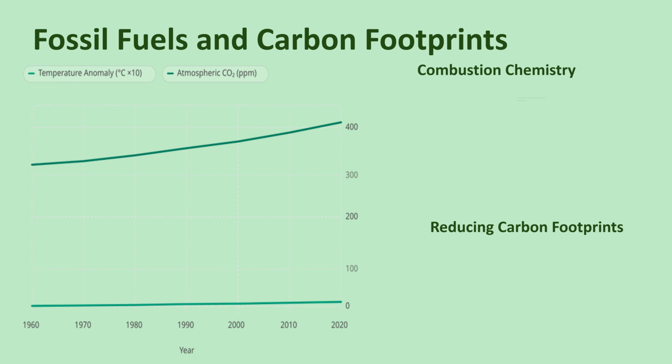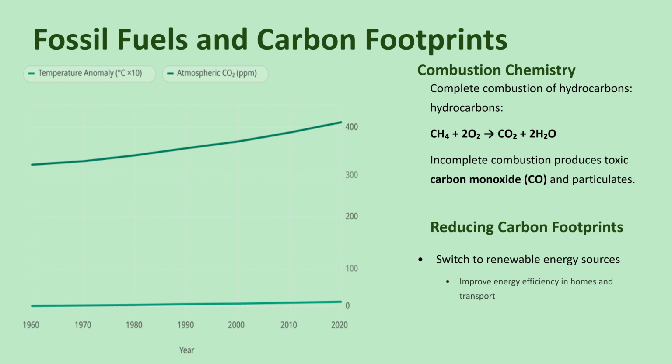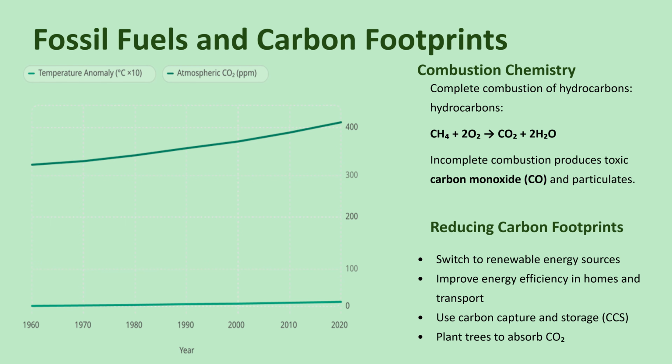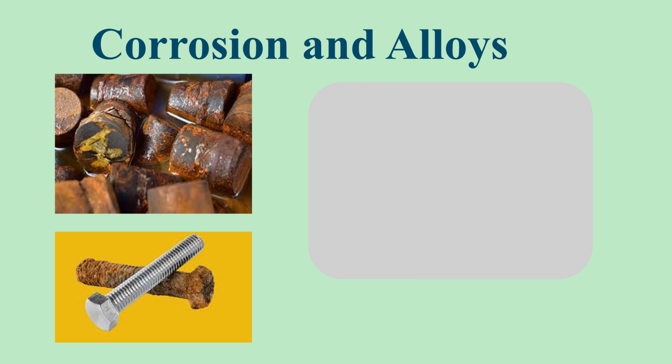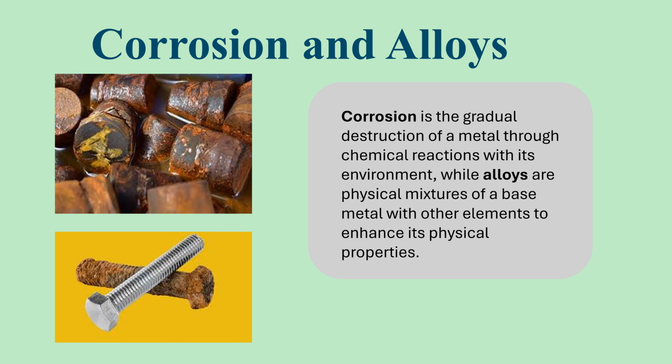A carbon footprint is the total amount of greenhouse gases, like carbon dioxide and methane, released into the atmosphere by human activities. Corrosion is the destruction of metals by chemical reactions with substances in the environment. Iron rusts when exposed to oxygen and water. Corrosion wastes valuable materials and increases costs. Alloys are mixtures of metals that improve properties such as strength and resistance to corrosion.